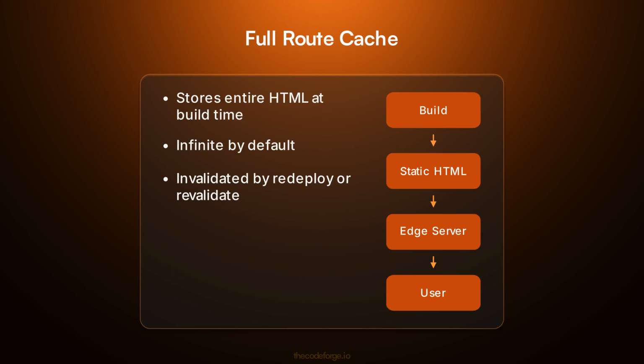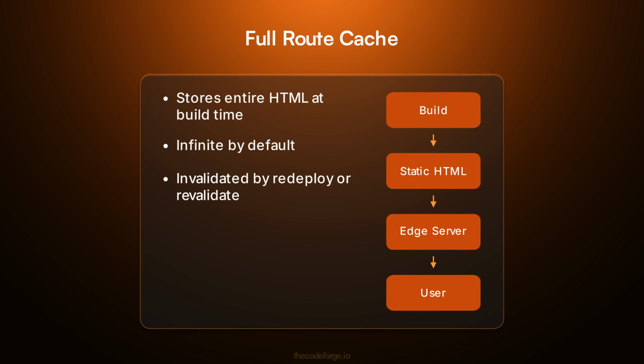Here are the 3 data cache options. No-store is the default, fresh but slow. Force-cache is permanent but dangerous without revalidation. Revalidate gives you stale-while-revalidate. Tags let you invalidate groups of fetches with revalidateTag.